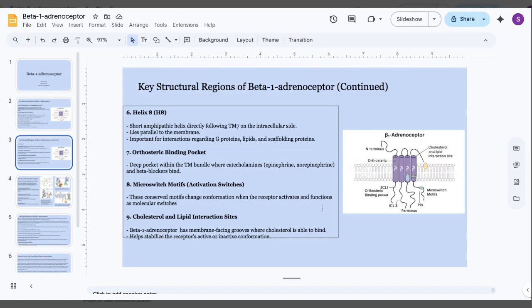The microswitch motifs, which are essentially the activation switches, found right here, change conformation once the receptor activates and function as molecular switches for the beta-1 adrenoceptor. A pretty important component is the cholesterol and lipid interaction sites. The beta-1 adrenoceptor has membrane-facing grooves where cholesterol can bind and aids in stabilizing the receptor's active or inactive conformation.